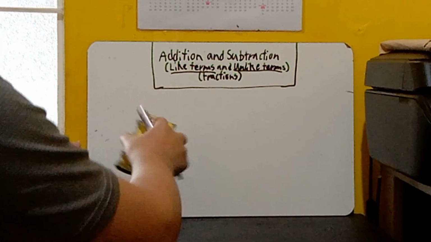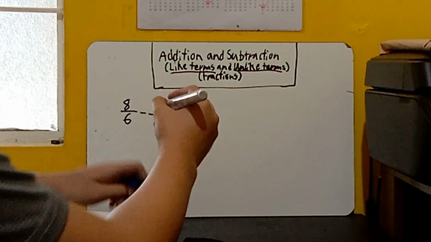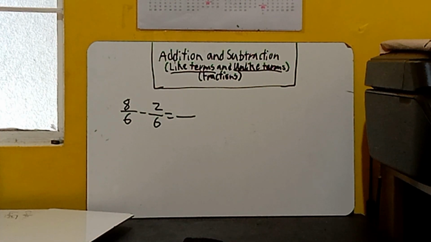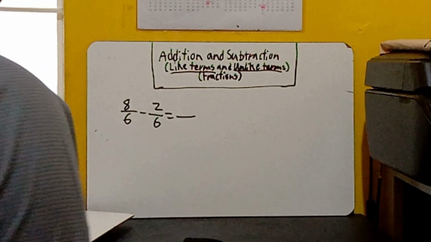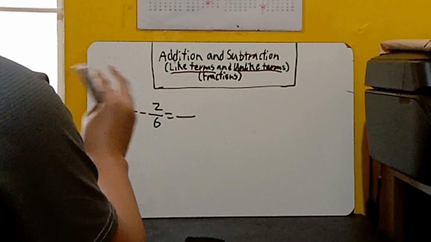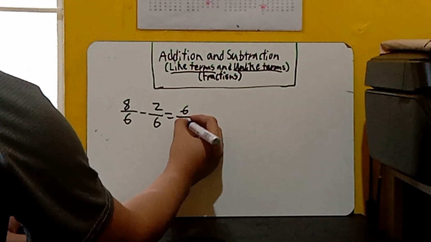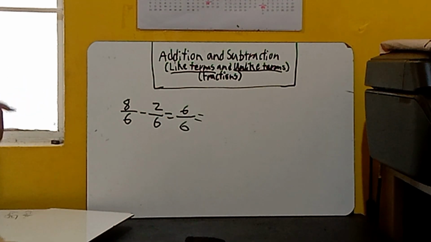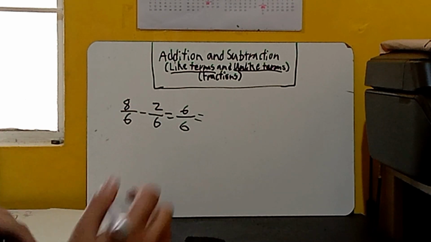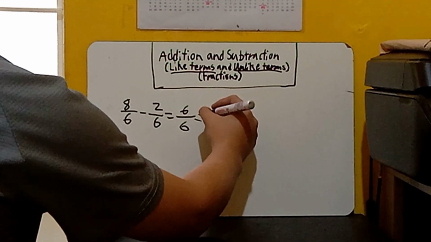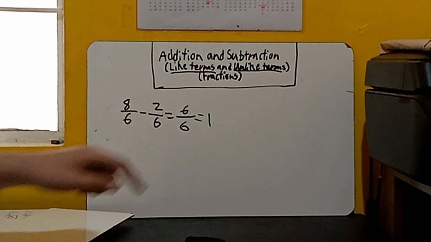Let me give you another problem: 8 sixths minus 2 sixths. You may pause the video if you want to answer. Okay, let's answer. What's 8 minus 2? It's 6. And we just copy the denominator. Remember, fractions are just another form of division. So it's 6 divided by 6, that's 1. So 8 sixths minus 2 sixths is equal to 1.